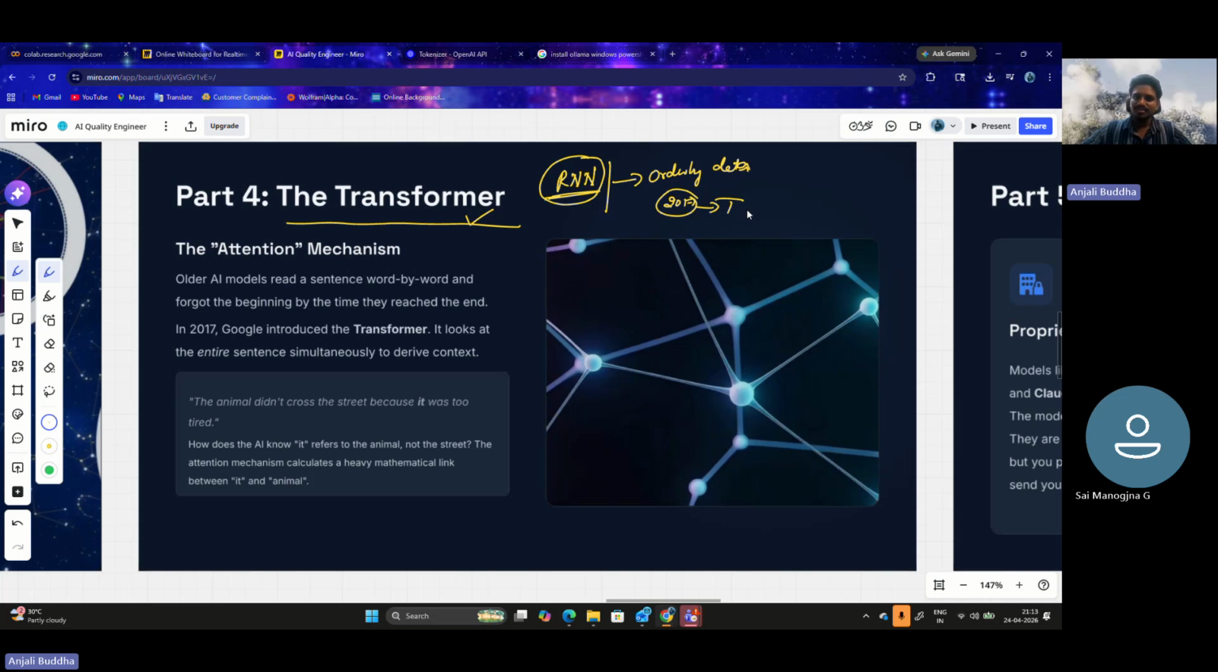So the flaw with the RNN was this. Let's consider a statement: older AI models read the sentence word by word and forgot the beginning. Say the RNN was reading this. It read a sentence word by word, so as it read, say, 2000 words, if the input is 2000 words, it would essentially forget what it read earlier, because there are so many things to handle here.